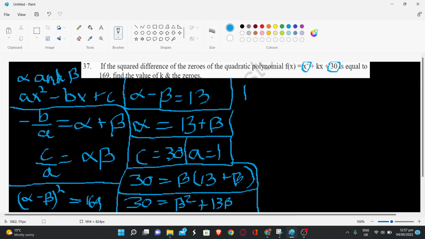Okay, so let's go. Beta squared plus 13 beta minus 30 is equal to 0.